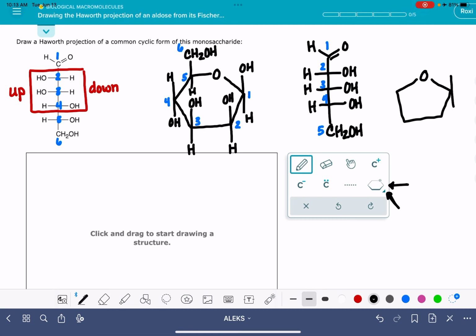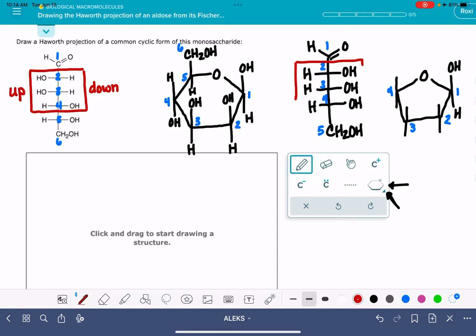Make sure that you fill in the straight line bonds. That is such an ugly looking 5-membered ring, oh my gosh. Carbon number 1 is located right here. There's 1, 2, 3, 4, and I'm going to draw carbon number 5 later. Carbon number 1, again, is going to have an OH group on it, and we're going to get to choose whether we want to point that OH group either up or down. It's going to be our choice.